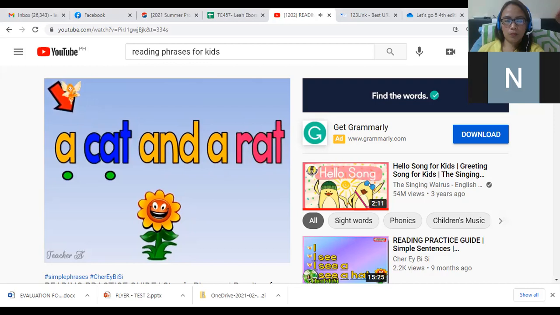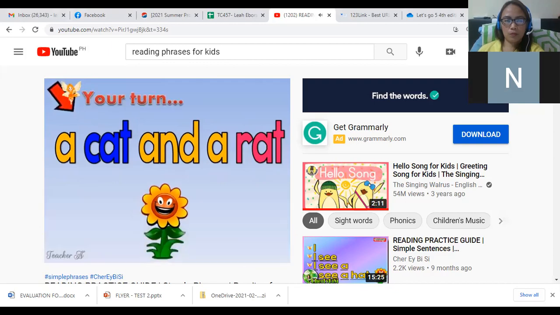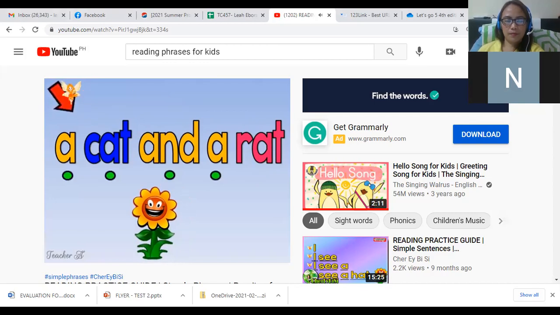A cat and a rat. Your turn. A cat and a rat. Yay! So Dang, your homework will be, you're going to write something about your family, okay? Okay, I will put it in Salo.